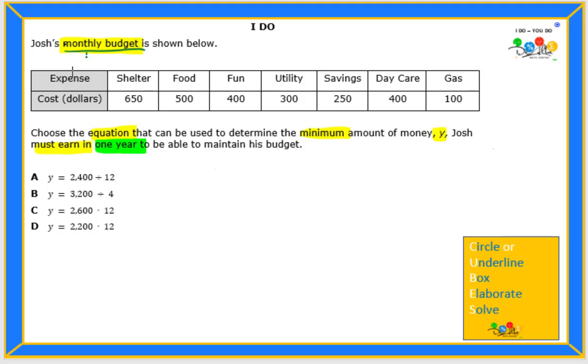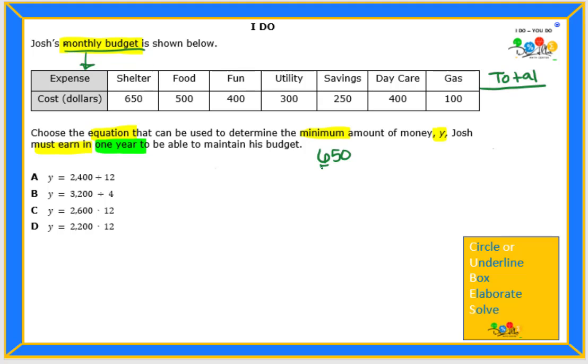So if this is his budget, then we have to figure out what his budget is, because they didn't give us the total. The first thing we're going to do is find the total of his expenses for the month. And how would we find our total? We want to add all of the expenses together. Good. So we're going to add them up.